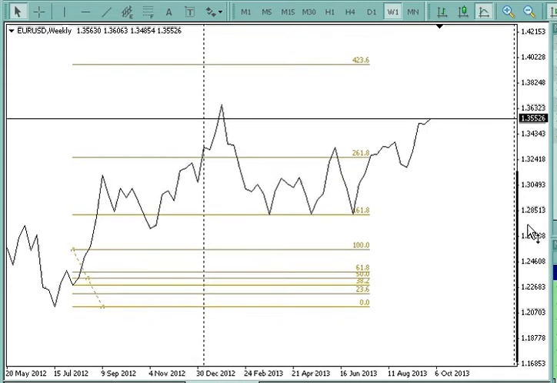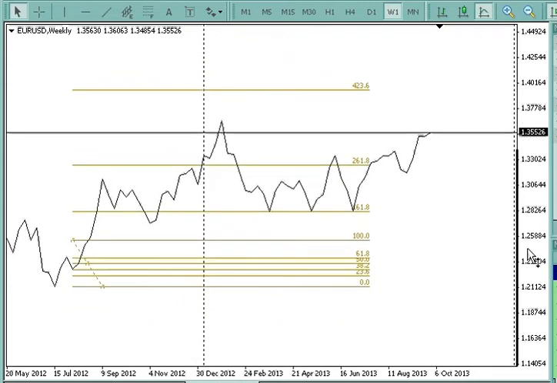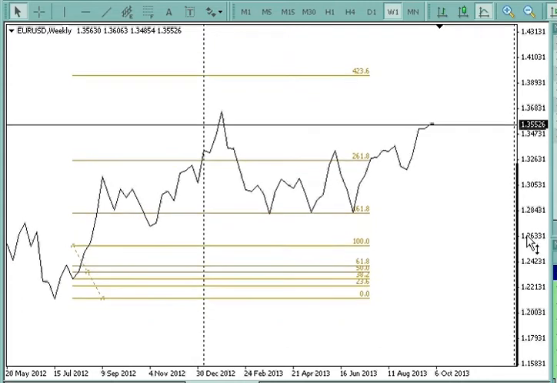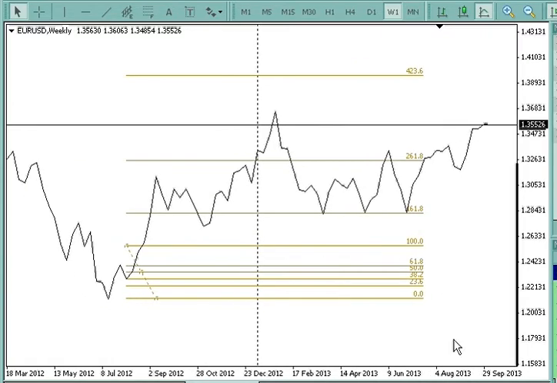Of course, this Fibonacci I'm using is based on Tony Plummer's book, Forecasting Markets, where he extends the Fibonacci way out. I think I got the numbers right. I hope I did. I don't know. Paid a lot for the piece of paper he wrote it on.